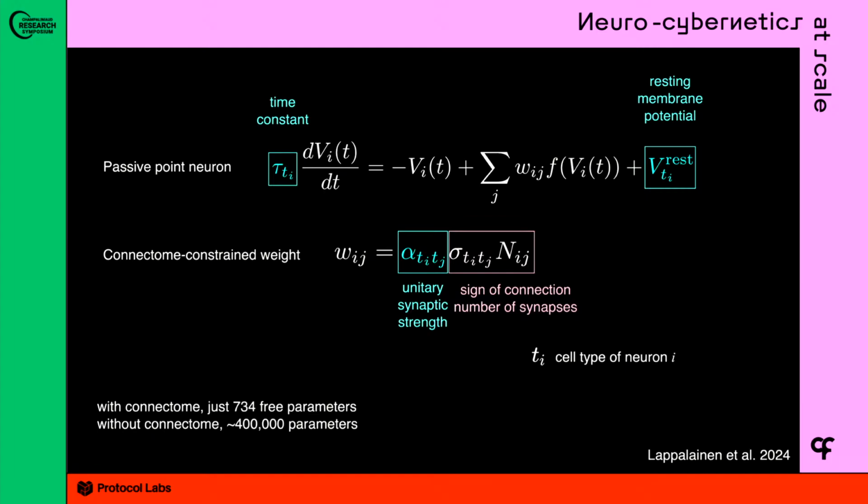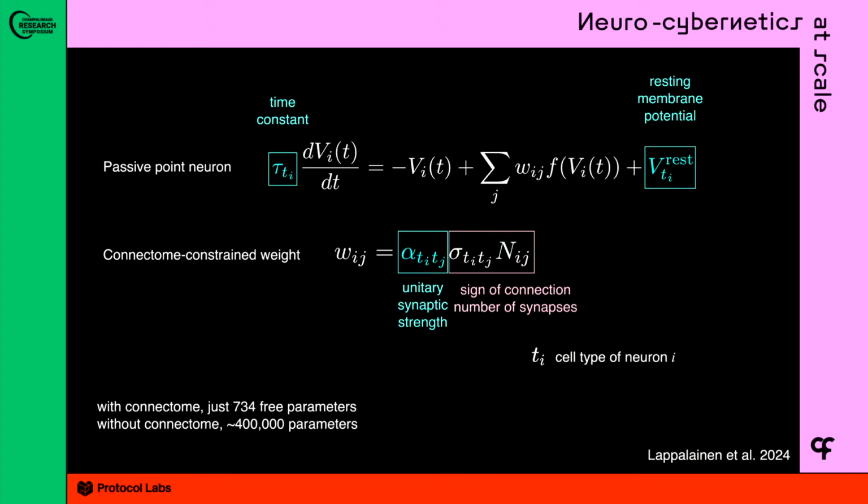And the second is the resting membrane potential, which says, in the absence of any input, what is the voltage that it sits at? So that part is called the passive point neuron. These neurons in the early part of the visual system don't spike. So it's actually a good approximation for how the system works.